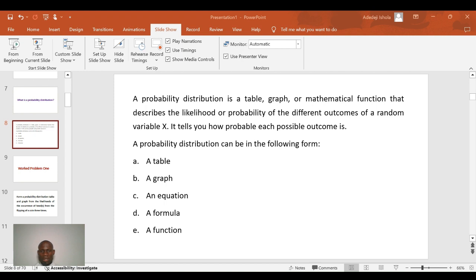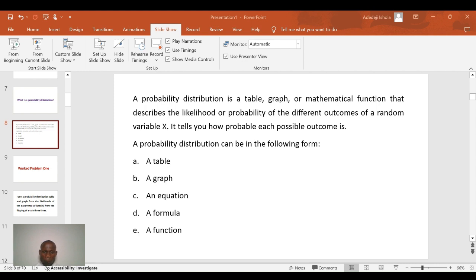With that being said, a probability distribution could be a table, a graph, an equation, a formula, or a function. But what is important is that a probability distribution shows the possible outcomes of a random experiment and the likelihood of each of these outcomes occurring. When you hear likelihood, it is the same thing as probability.